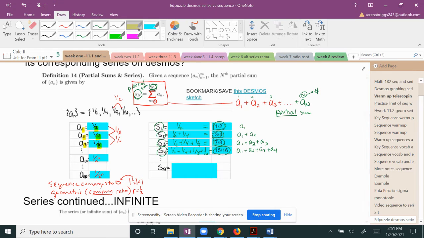This is forming a sequence of itself. 1/2, 3/4, 7/8, 15/16. Now I want to try to write the nth term in that sequence. So I'm going to try to look at what's going on with these numbers. The top is 1, 3, 7, 15.